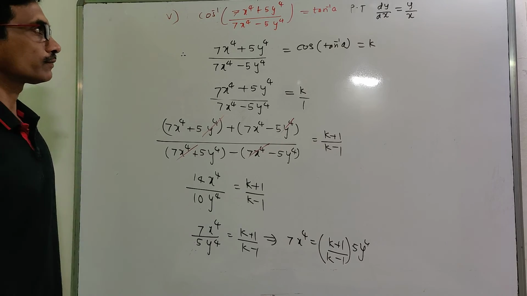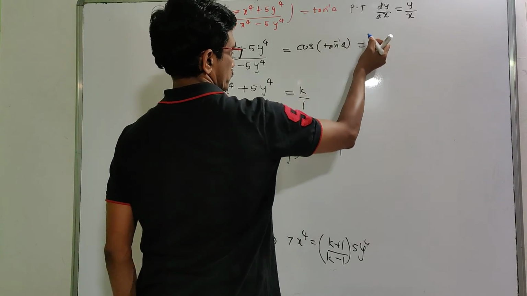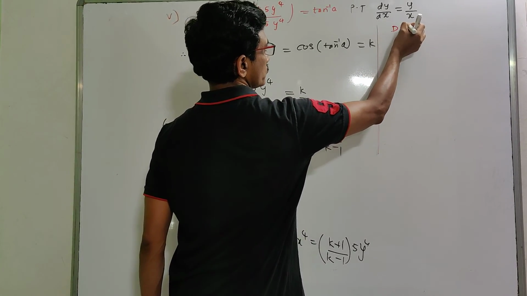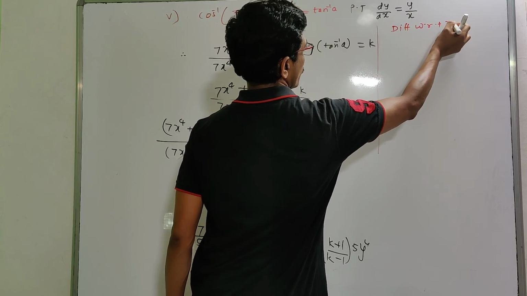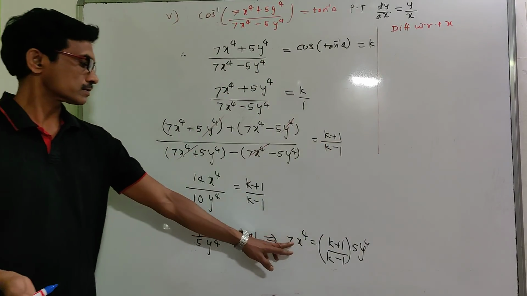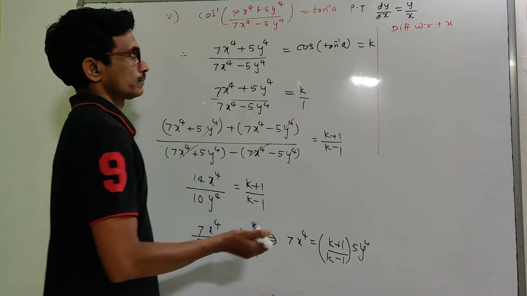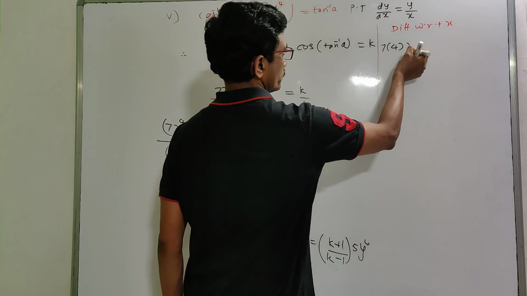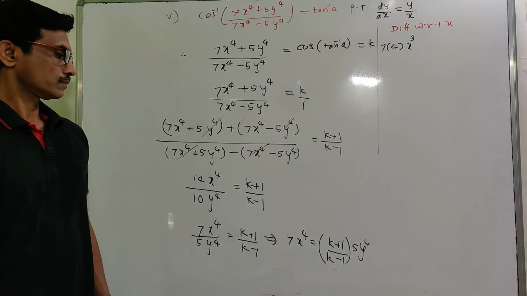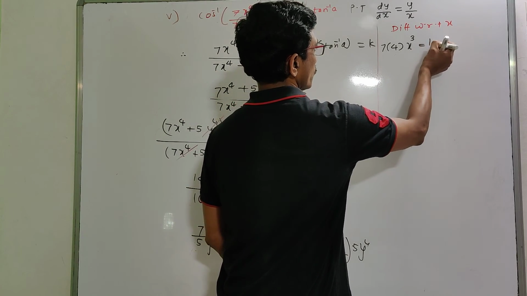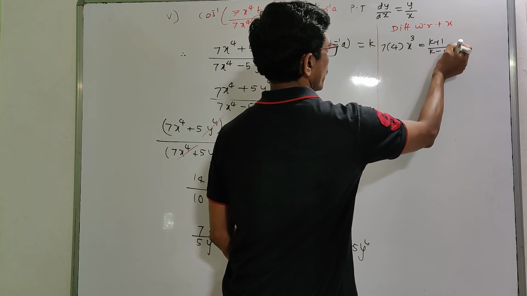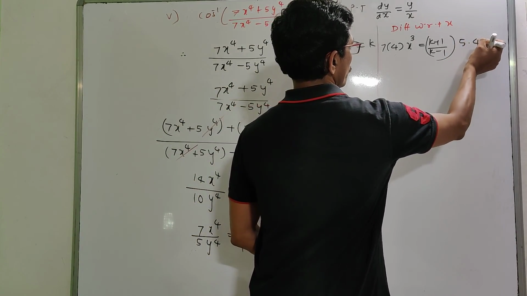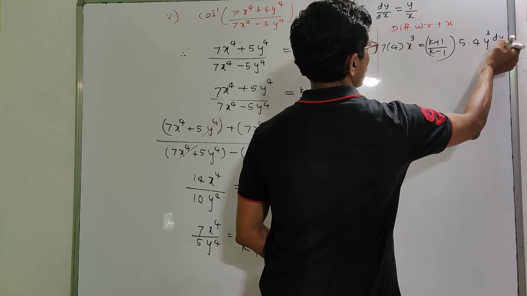Now this we differentiate with respect to x. Differentiating with respect to x, the derivative will be 7 into 4x cube. On the right, k plus 1 upon k minus 1, this is 5 into 4y cube and dy by dx.